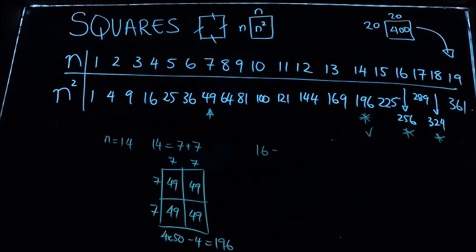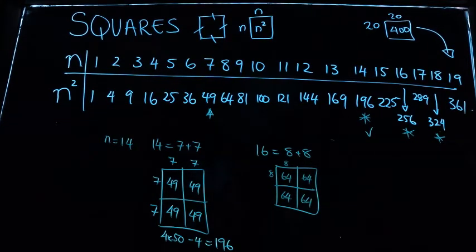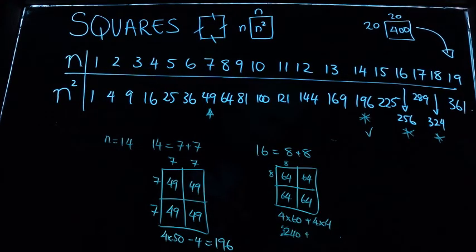16, I'm thinking about 16 as 8 plus 8, and again here, if these are 8, these are going to be 64 in each of these boxes here. So just quickly I'm going to do this as 4 times 60 plus 4 times 4, so that will be equal to 240 plus 16 equals 256.